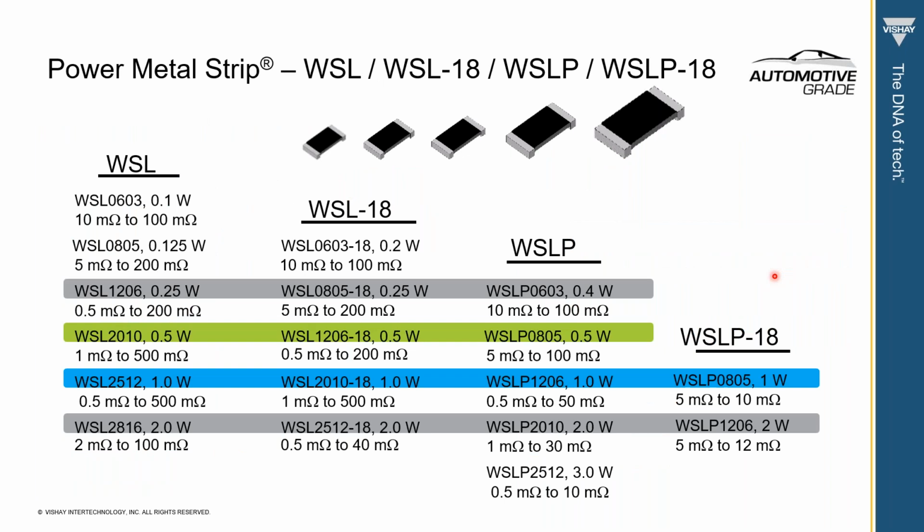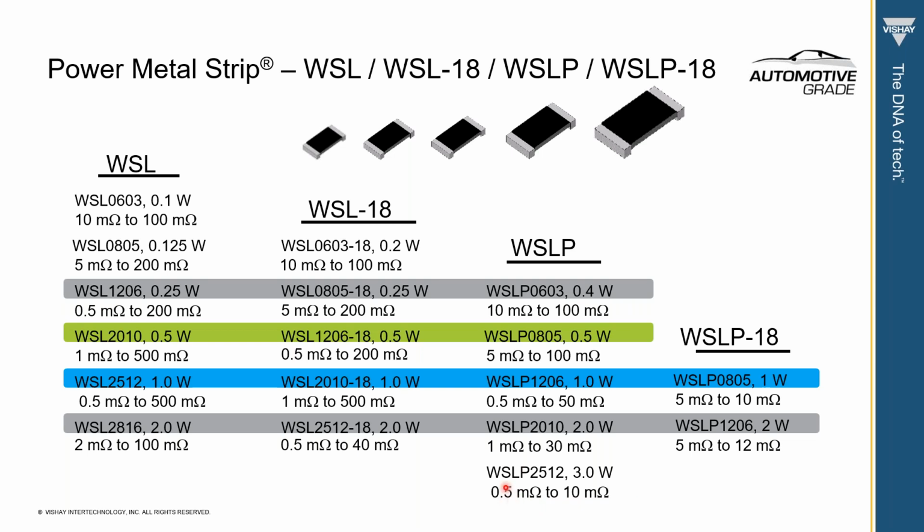The last one for the solar application is our power metal strip current sense resistor. The previous one I mentioned is on the very high power. This is for the lower power SMD type, which is our WSL, WSL18, WSLP, and WSLP18 series. The power can be from 0.5 watt to 3 watt. The highest is the WSLP 2512 at 3 watt.